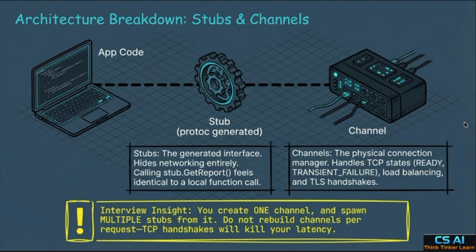To understand the architecture, you must distinguish between stubs and channels. Stubs are the generated interfaces that hide the networking entirely. Calling stub.getReport feels identical to a local function call. Channels are the physical connection manager that handle TCP states, load balancing, and TLS. Here is a vital interview insight. In production, you create one channel and spawn multiple stubs from it. Do not rebuild channels per request. The TCP handshake overhead will kill your latency.